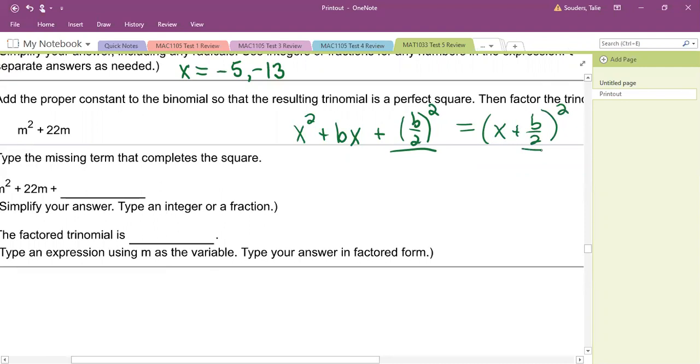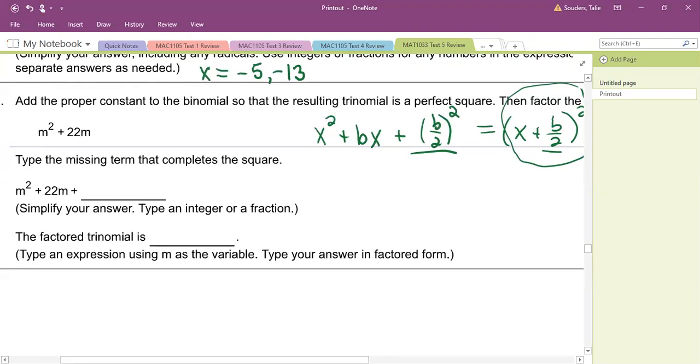So this is the formula. You can also get this other side by factoring. So I'll explain that when we work through the problem. So m squared plus 22m. 22 is your b value. So we're going to take 22, and the first step we're going to do is divide by 2. So what is 22 divided by 2? 11.